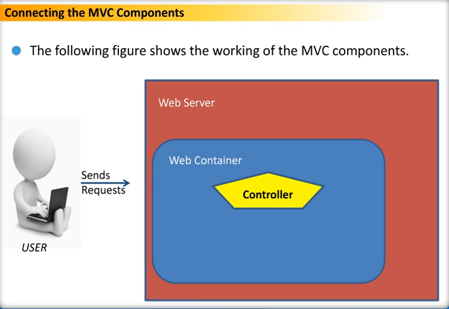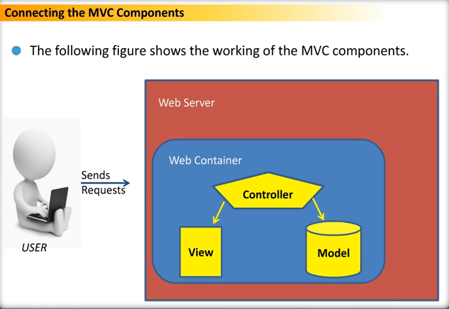As per the details, it selects a model to process the request and a view to present the results. The controller passes the request parameter data to the model to support the computation. It also passes the results from the model to the view. Finally, the response is sent to the user.